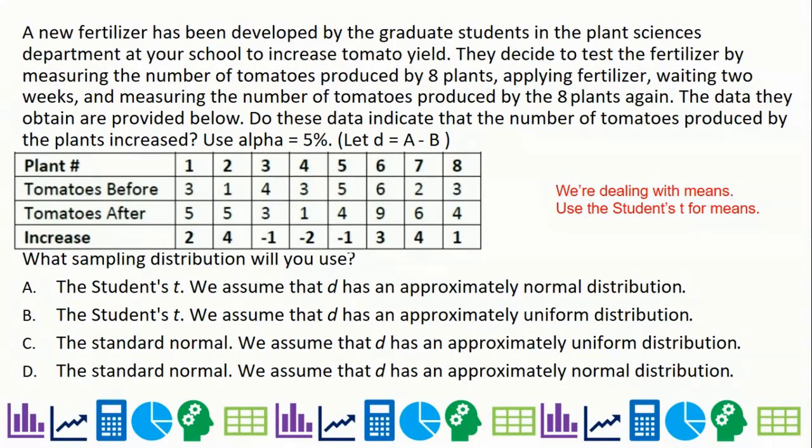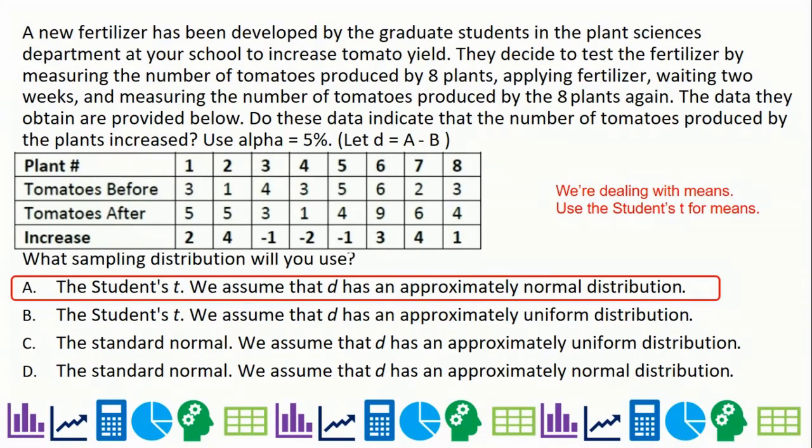Now, did these two say the same thing? Oh, one says a uniform distribution, one says a normal distribution. Have we ever used a uniform distribution? No. So I'm going to say the answer is A on this. It's the student's t, and we assume that D has an approximately normal distribution. Got it?